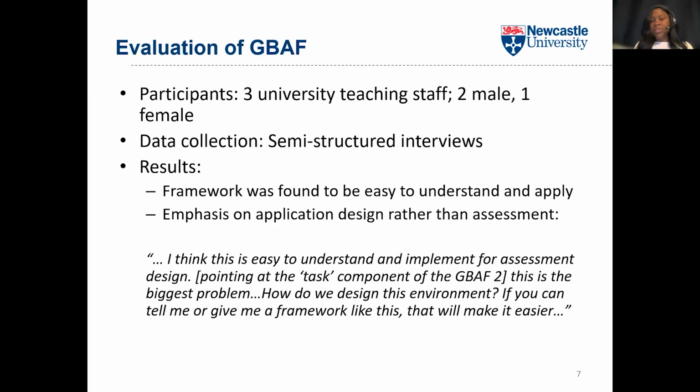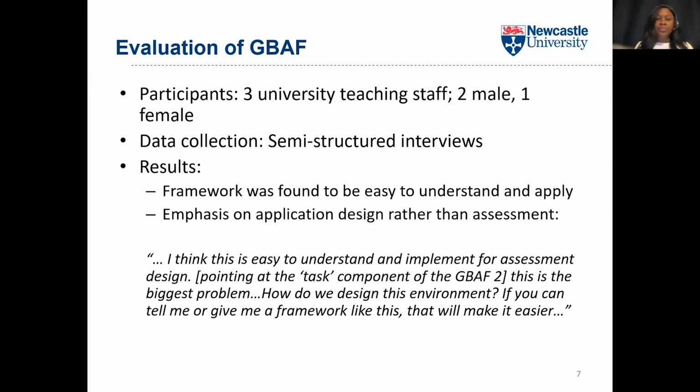In terms of the evaluation of the game-based assessment framework, we carried out an initial evaluation with 3 university teaching staff, 2 male, 1 female. We did individual semi-structured interviews with each of them.